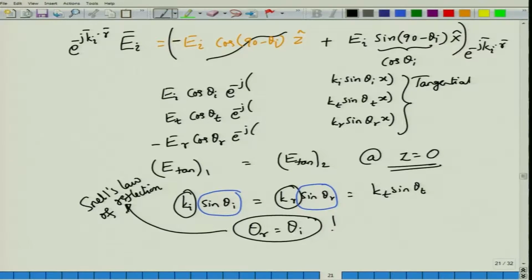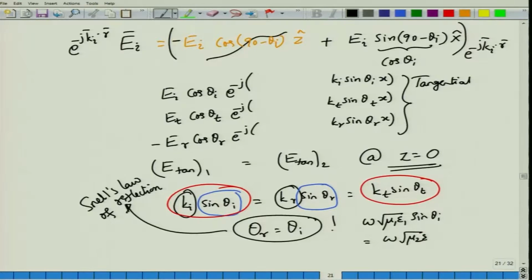The second law that you would have studied relates the angle of incidence, refractive index, and the angle of transmission, or the refraction as we would call it, and that comes by equating kt sin theta t to ki sin theta I. So what is that relationship? Ki I know is given by omega into square root of mu 1 epsilon 1, and the sine is just sin theta I. This must be equal to omega square root mu 2 epsilon 2 sin theta t.